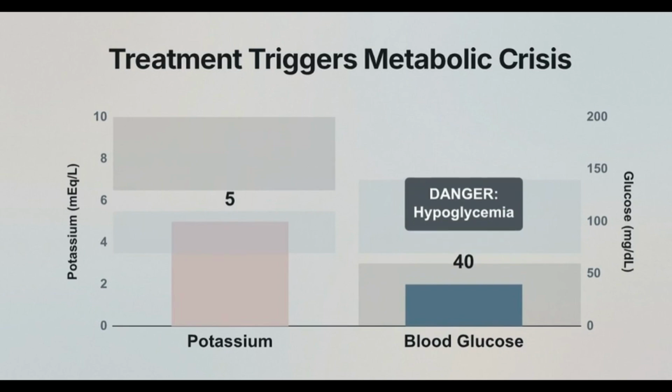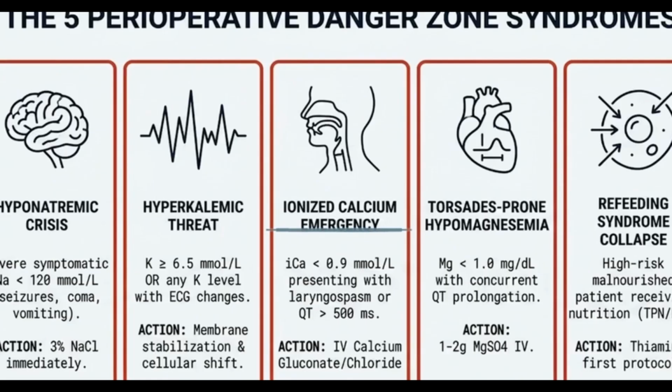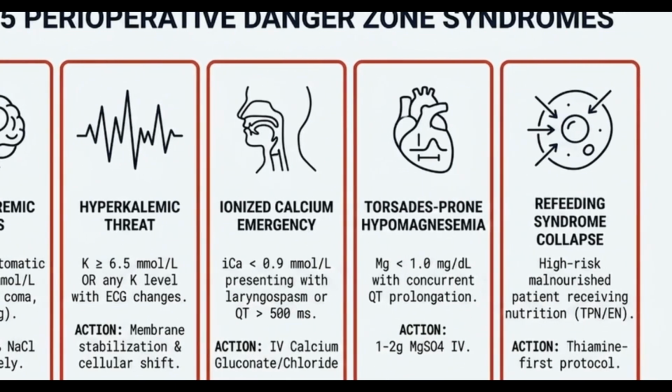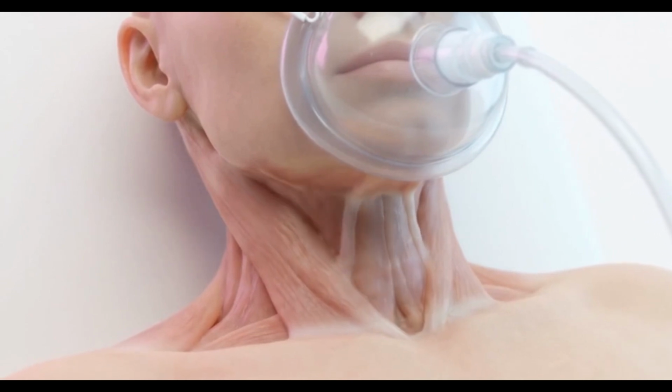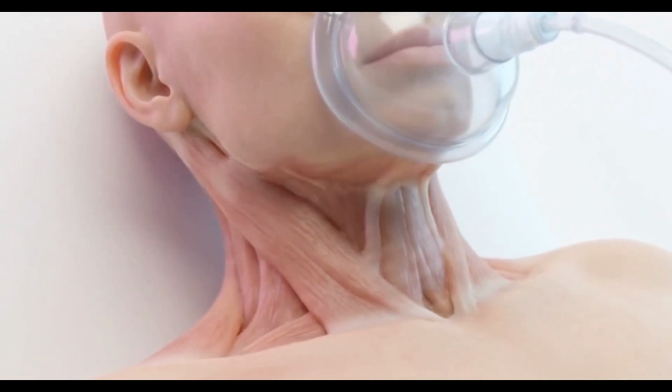We must also address the intertwined cardiovascular and neuromuscular threats posed by divalent cation depletion in the perioperative environment. The third danger zone is an ionized calcium emergency, triggering life-threatening laryngospasm or refractory hypotension. The fourth is torsades-prone hypomagnesemia. Magnesium below 1.0 with QT prolongation mandates immediate intravenous magnesium sulfate to prevent sudden cardiac death. Because general anesthesia masks the physical symptoms of tetany and cardiovascular depression, failing to identify and replete these cations guarantees severe complications upon emergence.